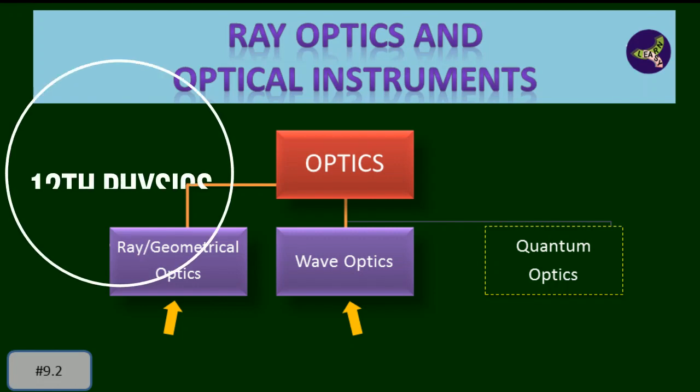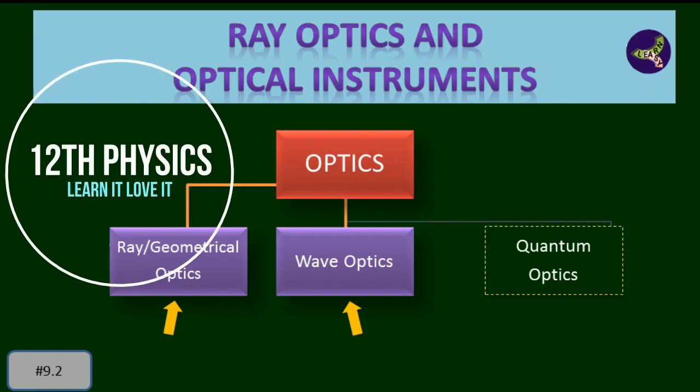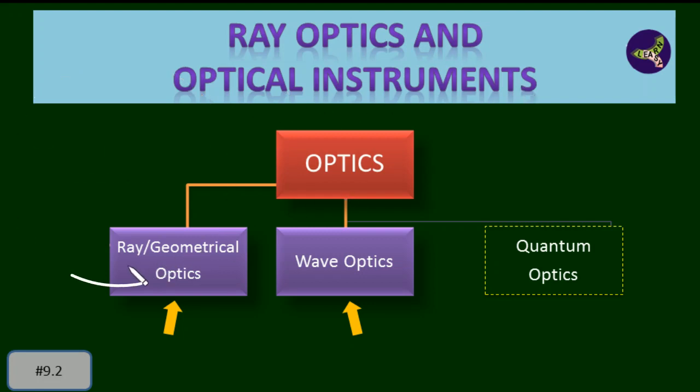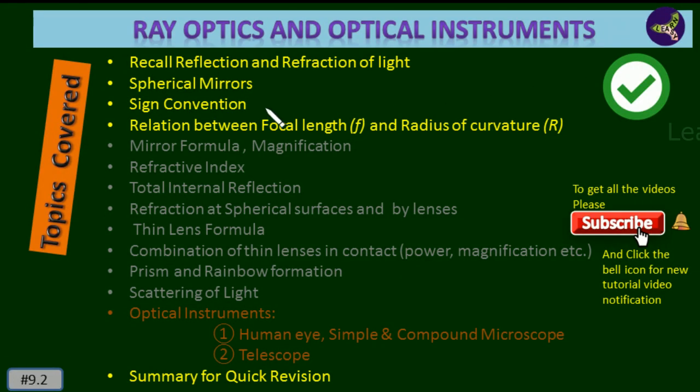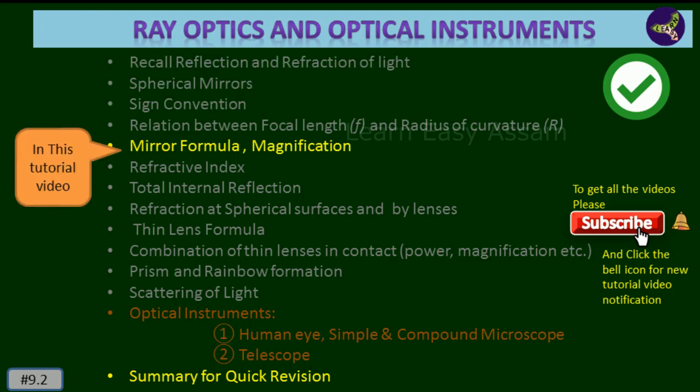Welcome back learners. This is our second video on the lesson ray optics and optical instruments, and we are discussing geometrical optics, not wave optics, in this chapter. So let's start. In our last video we discussed reflection, spherical mirrors, sign convention, and we found a relation between focal length and radius of curvature. Now in this video we are going to discuss the mirror formula and magnification.